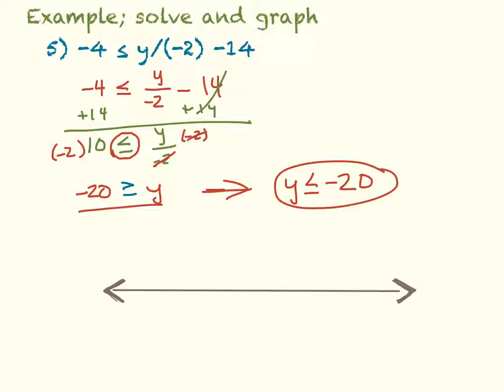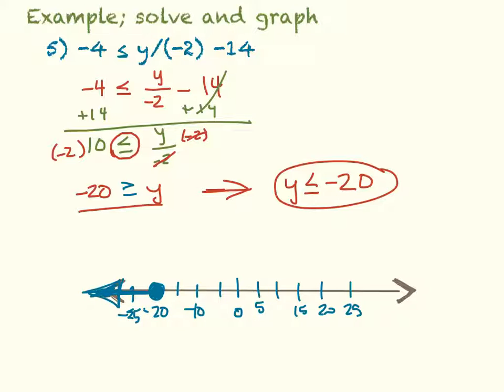So I'm going to graph that. And I'm going by tens on my graph. So at negative 20, I have a closed circle because it is or equal to, and y is less than negative 20, so I'm going to go smaller numbers, so more negative. So that is what my graph is going to look like.